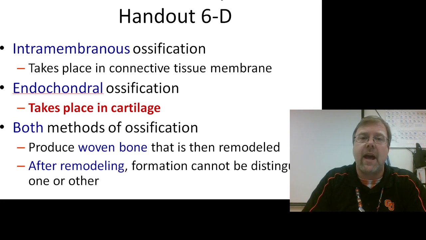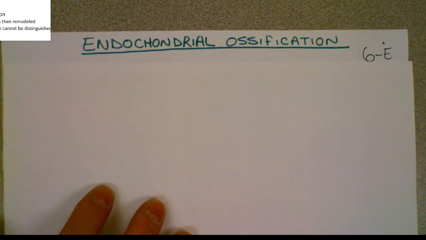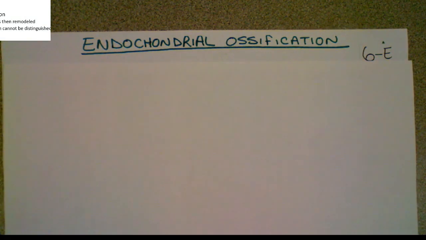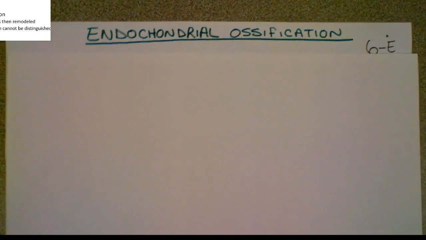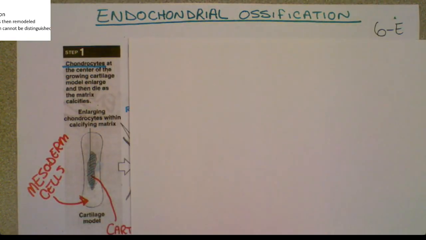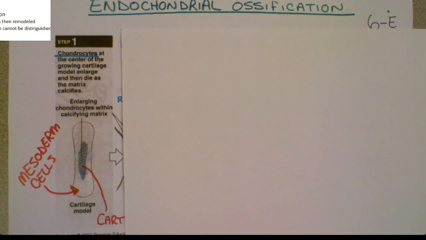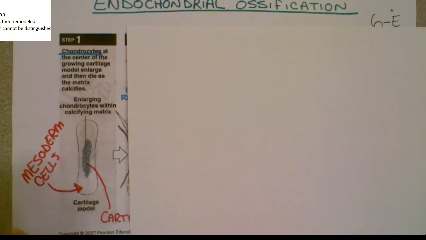So let's look at Handout 6E, and I'm going to put it up here on my doc cam. Now, Handout 6E is going to take us through a step-by-step process of how bone is created in a fetus through this endochondral ossification. And remember, most of the bones of our body are made this way. This handout is a series of pictures with different steps.